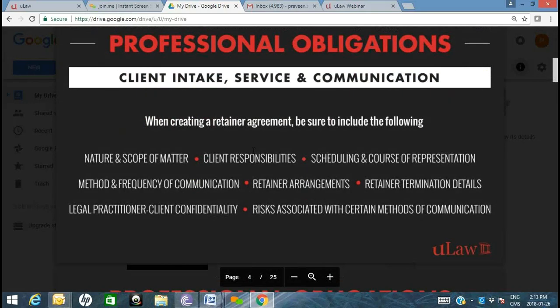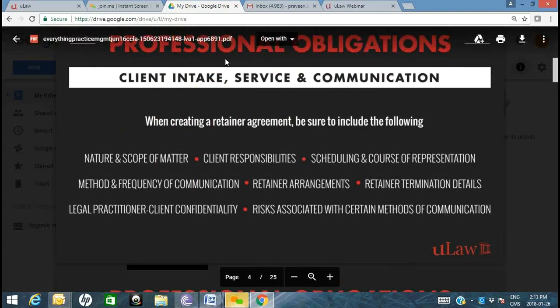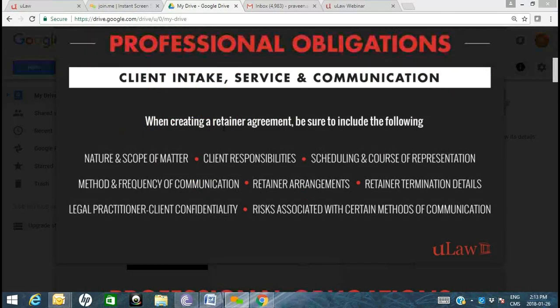So let's go one step further. We spoke about some of these documents, but just to outline what these documents can potentially look like, there's quite a few in number. Just to that point that I was talking about, these are some of the components that you want to keep in mind as you draft those retainer letters or engagement letters.